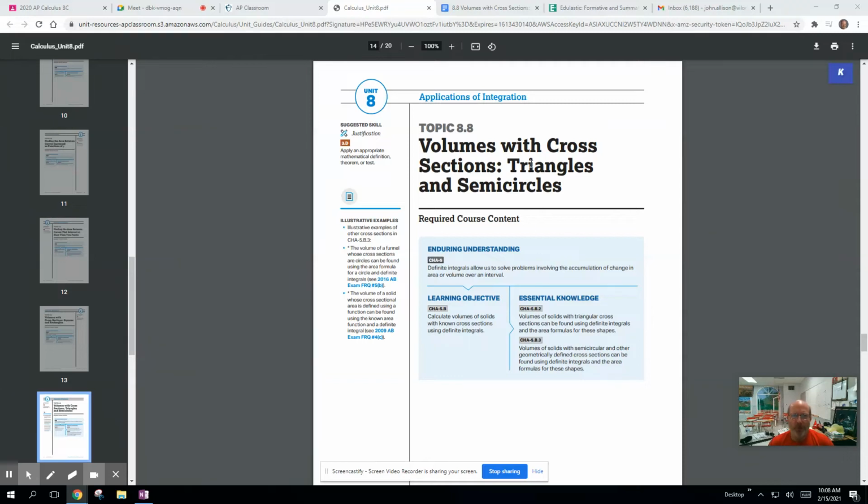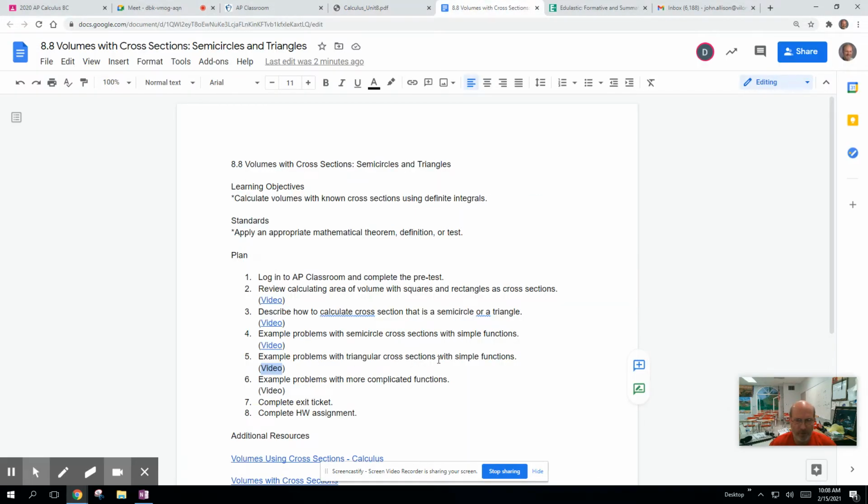Okay, this is part 4 of our 8.8 AP Calculus volumes, cross sections, semicircles, and triangles. Here I'm going to show you how to do an example with a triangular cross section with a pretty simple function.